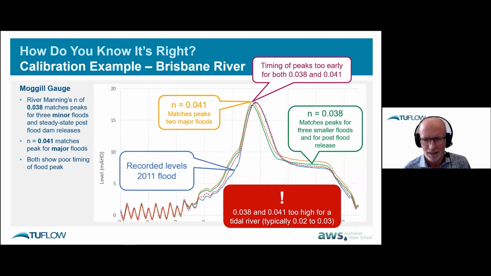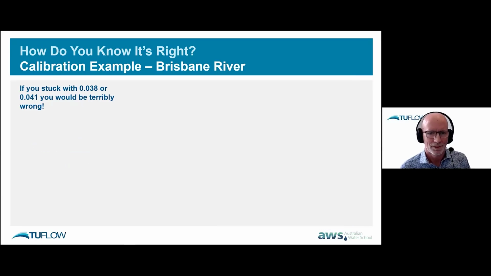The other red flag here, being an experienced modeler, I guess, is that 0.038 to 0.041 is actually way too high for a tidal river and bank Manning's N. Typically we see values around 0.02 to 0.03, more around 0.022 to 0.025. So that's a bit of a red flag. We've got some pretty high Manning's Ns here to calibrate this gauge. Something might not be quite right. And if you're stuck with 0.038 or 0.041 for the rest of your modeling, you would be horrendously wrong.